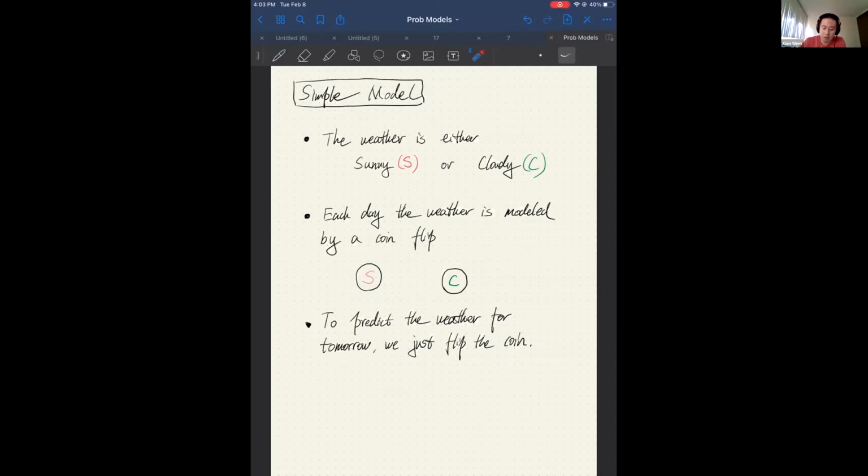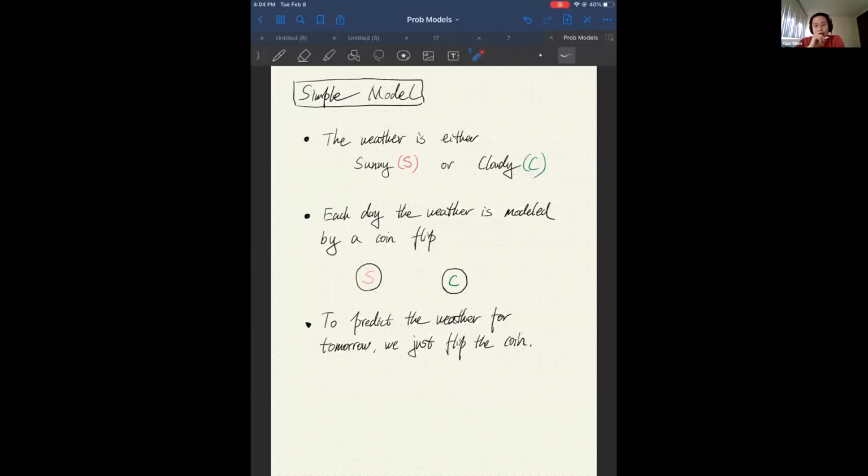Here the weather will be either sunny, which we denote with the letter S, or cloudy, which we denote with the letter C. One of the simplest probabilistic models you can come up with is that each day the weather is modeled by a coin flip. The coin has two sides, either S or C. To predict the weather for tomorrow, we just flip the coin. If it lands on S, we say tomorrow will be sunny, and if it lands on C, we say tomorrow is cloudy.